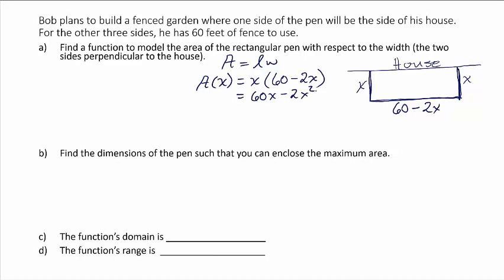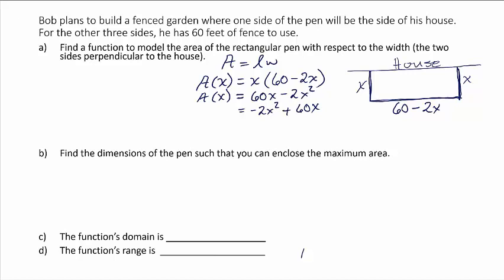So we end up having a quadratic function that models the area. So our final function then would be A of x equal to 60x minus 2x squared. If you prefer to have the highest power of x come first and put these in descending order, that's fine, but it really doesn't matter one way or another.